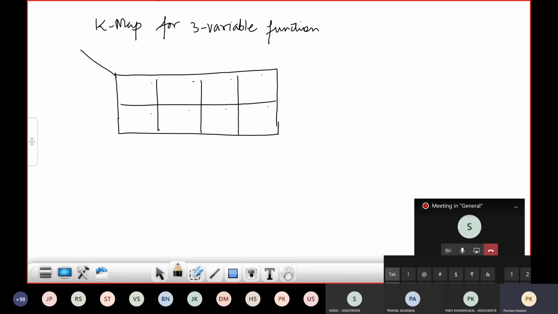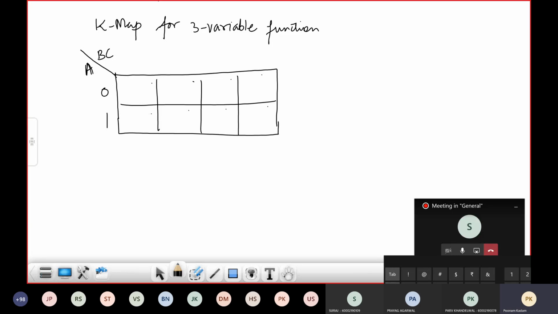Now let's say the function has variables ABC. On this side I have to write only one variable, right? Why am I writing only one variable here? Because there are only 2 rows to label. A single variable takes 2 values, either 0 or 1. So this side I cannot write two variables, but on this side I'll write two variables, B and C.